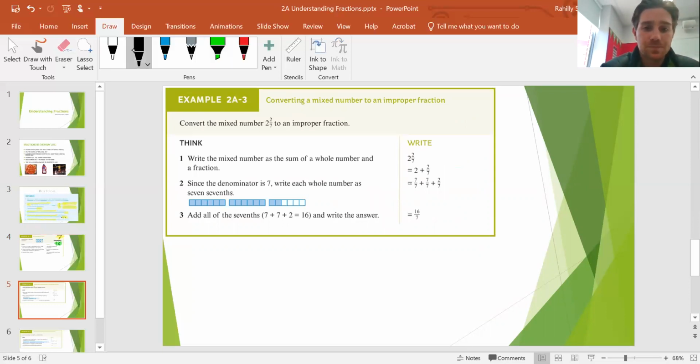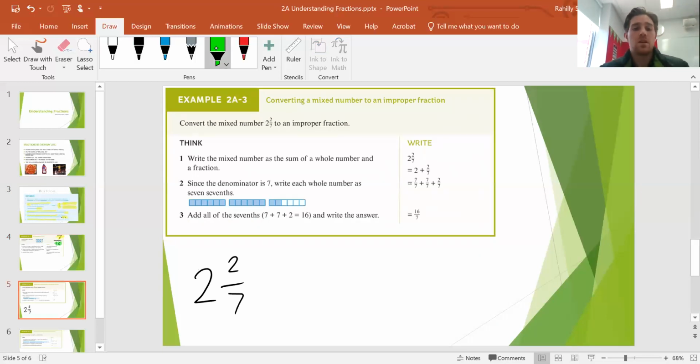So like I said, let's look at 2 and 2 sevenths. 2 and 2 over 7. This large 2 here is saying that we've got 2 whole groups of 7 already. Okay, so you've got 7 there, and then you've got 2 left over. To convert this into an improper fraction, there are 2 ways you can do it.